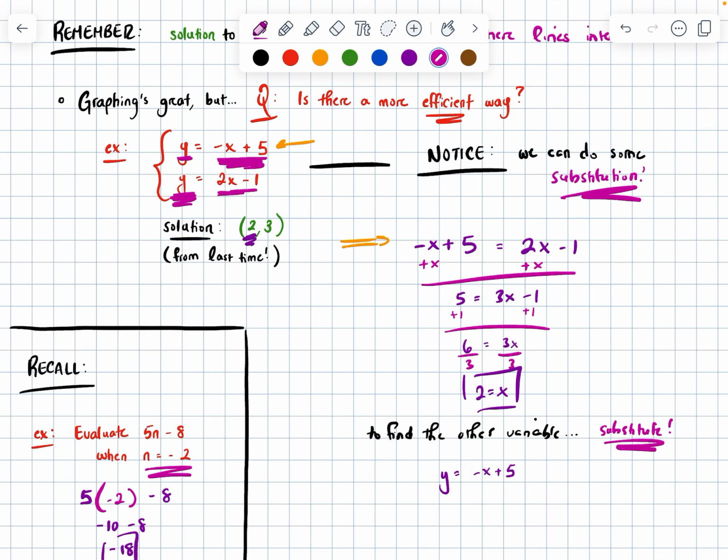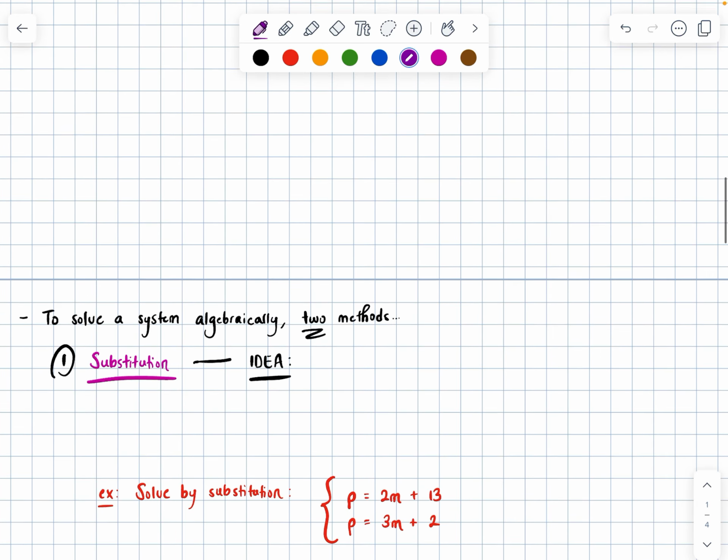But I've just found that x is equal to 2. So I'm going to take my value of x and replace it by substitution. So I'm going to say y is equal to negative 2 plus 5. Negative 2 plus 5, well, that is 3. And would you look at that? There's the value of 3 that I wanted. Congratulations! You now know how to solve a system of equations algebraically using this method that we're going to call substitution.